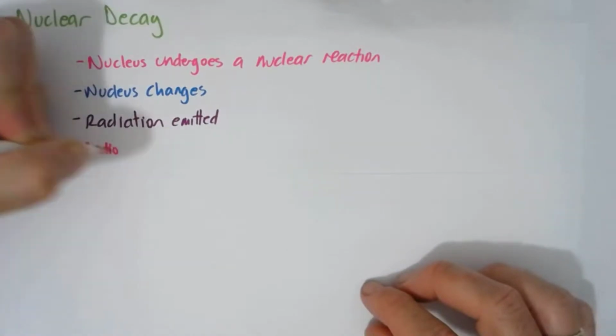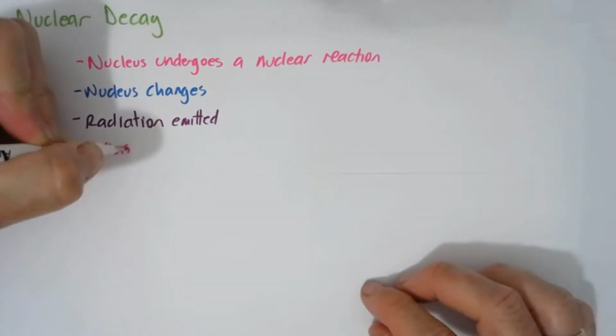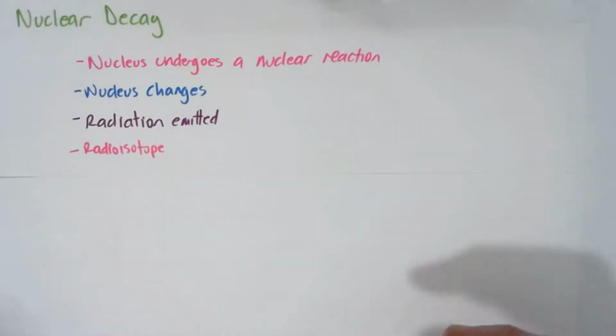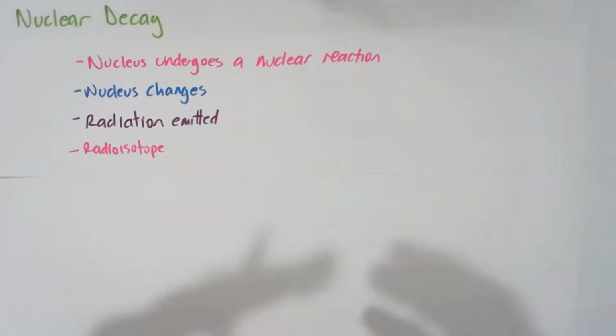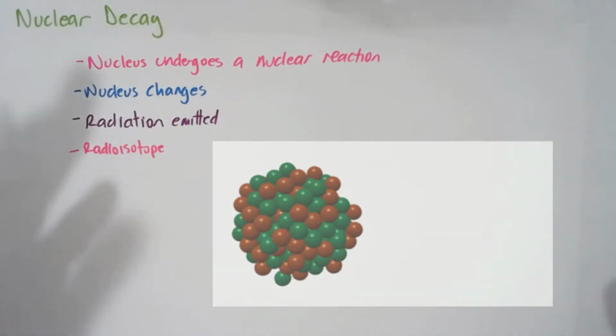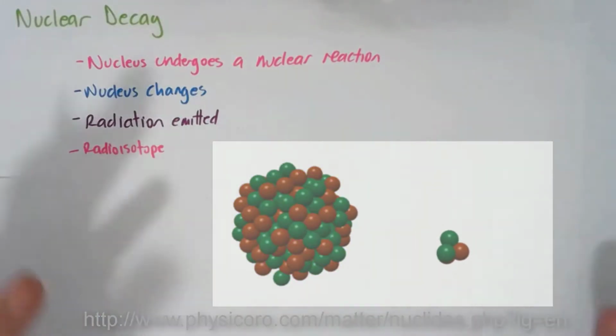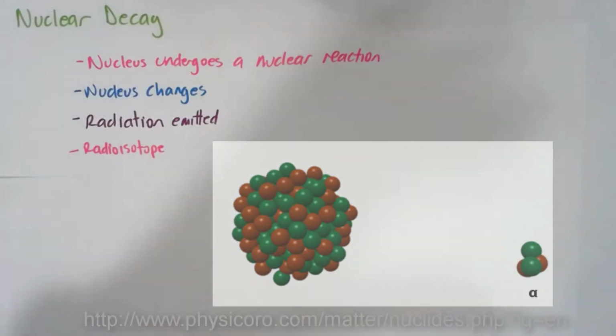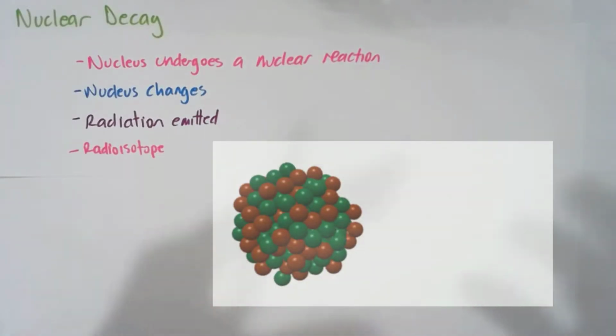Radio relates to radiation, and of course an isotope is an atom of an element that has a different number of neutrons. Radioisotopes tend to be the isotopes that have a larger number of neutrons, so that they are heavy and they're unstable. So nuclear decay is a process of ejecting particles, energy and radiation from the nucleus to take the nucleus of the atom into a more stable form.